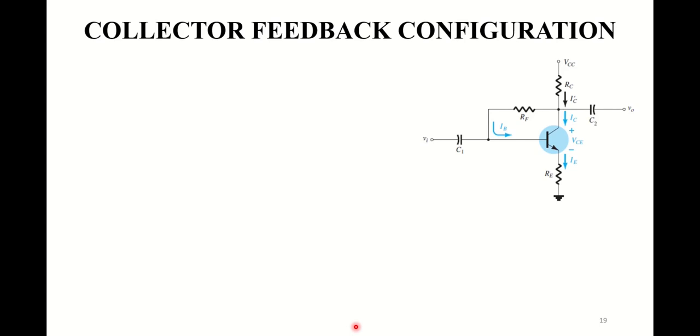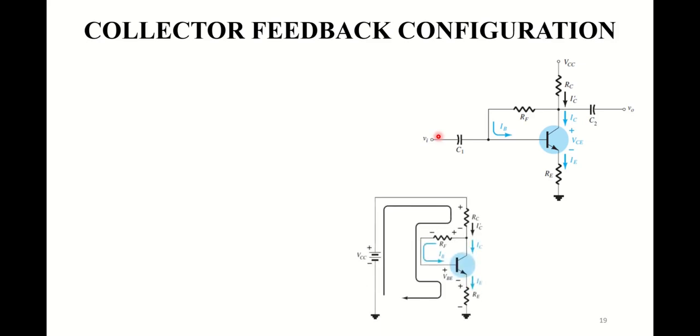Now that we have successfully learned both methods of solving a voltage divider configuration, let us discuss the technique to solve the collector feedback configuration as shown in this figure. By following the same techniques of redrawing the given circuit for DC analysis and dividing it into input loop and output loop, we can easily find the equations of IB and VCE for this particular configuration.